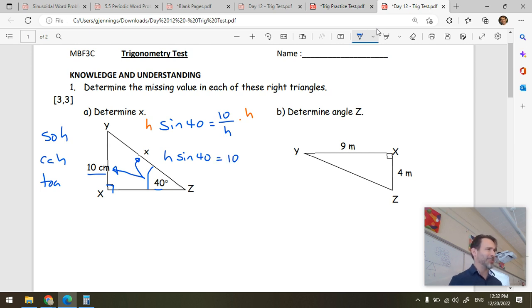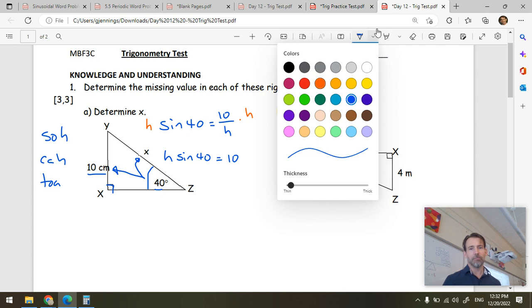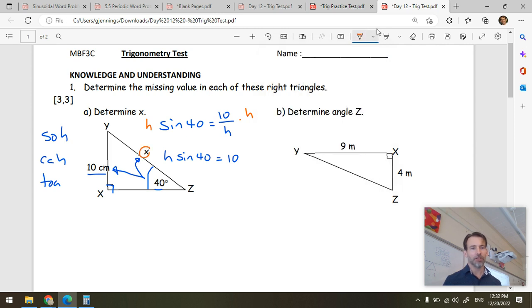But I didn't want to know what h times sine 40 is. I want to know what h is. Oh, h, x. X would be better here, because the hypotenuse is x. So instead of writing h, I'm going to write x. Oh my goodness, what a mess.